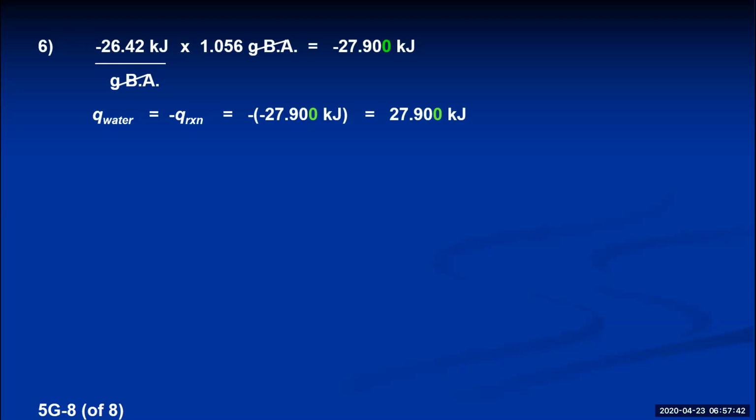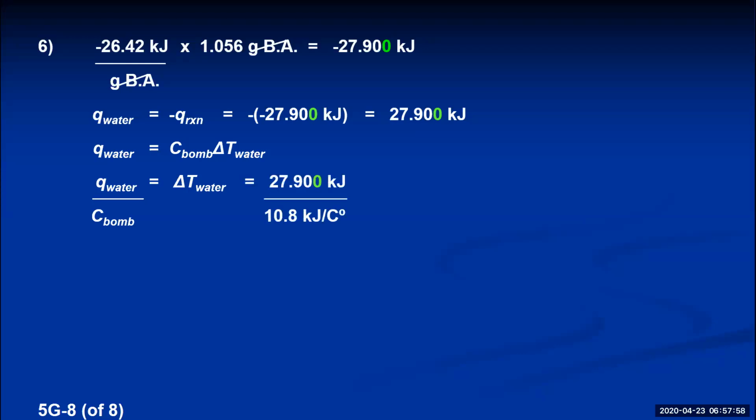If that's the Q that the water absorbs, in all bomb calorimeters, the Q of the water is always equal to the bomb calorimeter's heat capacity multiplied by the change in the temperature. So to solve for the change in the temperature, we're going to divide the Q of the water by the bomb calorimeter's heat capacity. That'll be the positive 27.90 kilojoules divided by the heat capacity of the bomb calorimeter, which in this problem was given as 10.8 kilojoules per Celsius degree. Kilojoules cancel out, Celsius degrees flip to the top, and we will have calculated the change in temperature of the water, 2.58 with the guard digit 3 degrees Celsius.